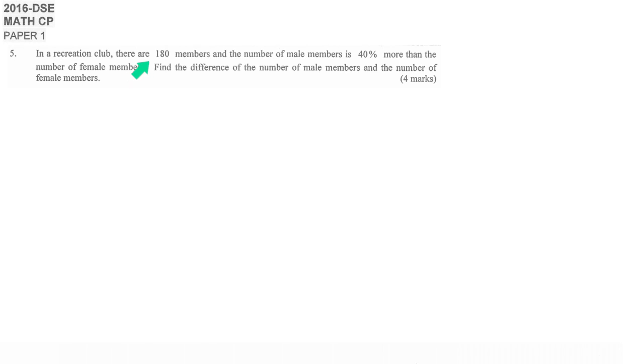In a recreation club, there are 180 members, which gives you the total number. And then another statement here: the number of males is 40% more, that means 1.4 times. 40% more on top of 100%, we have an extra 40%, so you should be able to write 1.4 directly. Then the number of females, and then they ask you to find the difference of the number of male members and female members.